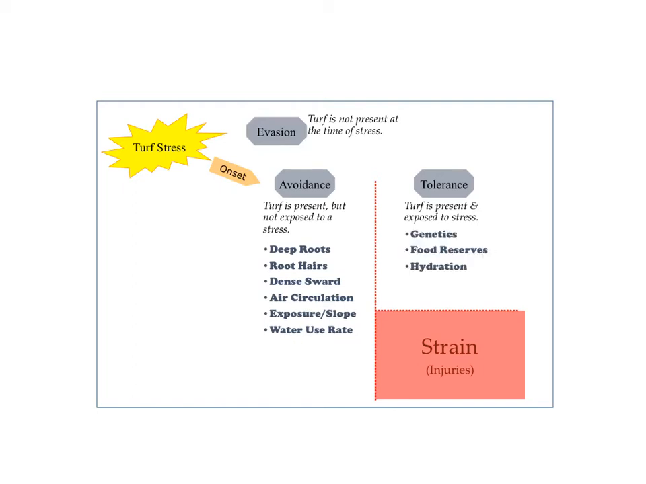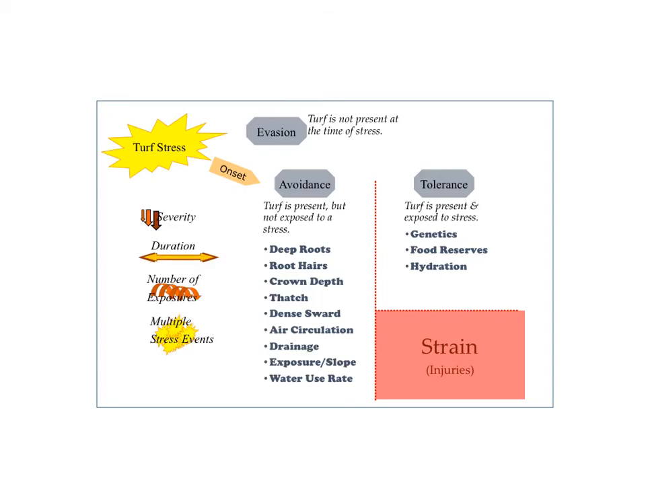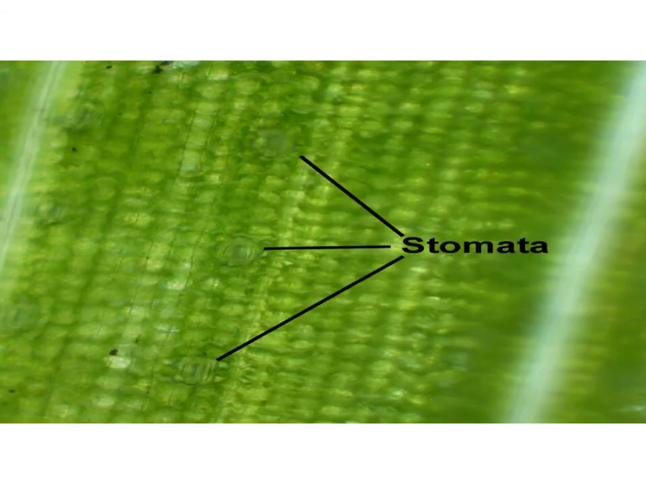Tolerance is the internal mechanisms by which a plant protects itself from a direct stress. Listed here are a few examples. The severity of the drought stress is determined by the duration, number of exposures, and the presence of multiple stresses.